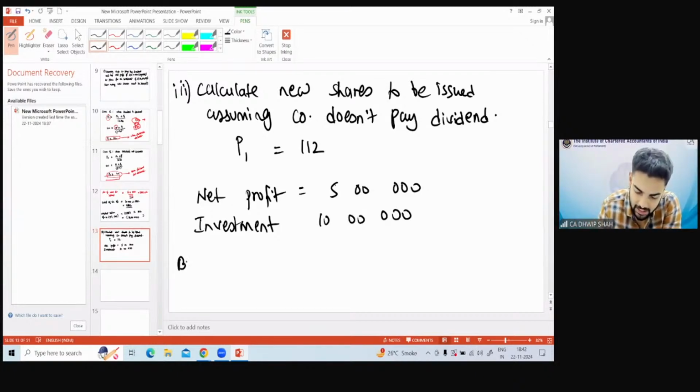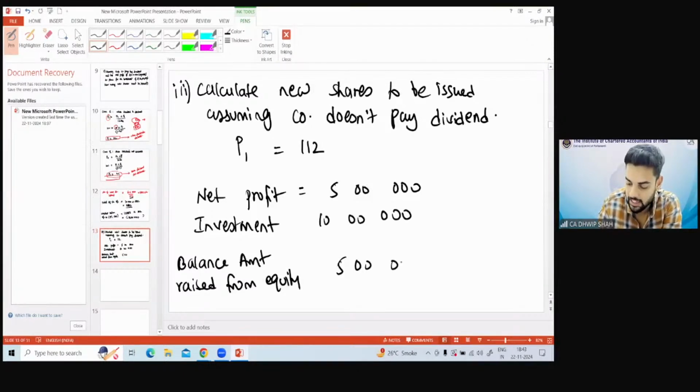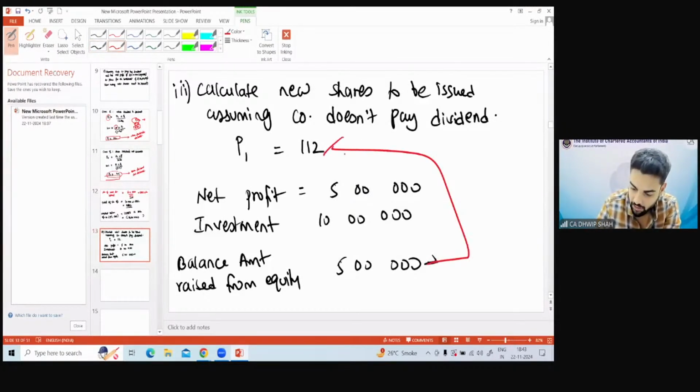So balance amount is to be raised from equity. Yes or no? Balance of 5 lakh will be raised from equity. Correct? At the end of year 1. See, this entire story is happening 1 साल के बाद. So can I say I will issue at some price? I will not issue at face value. I will issue at the relevant market price. And the relevant market price in that case is 112.